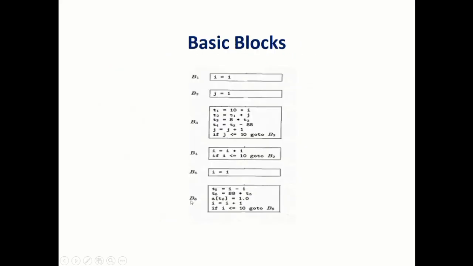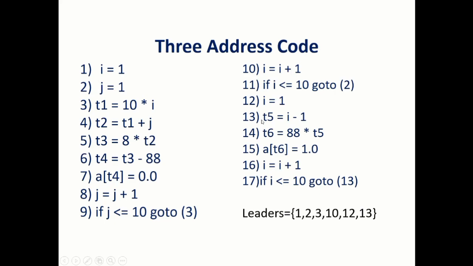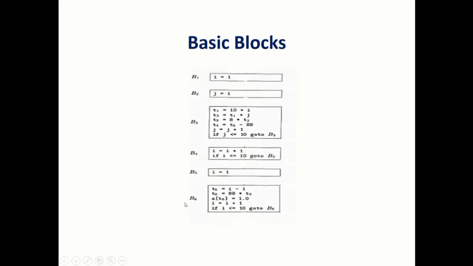Then draw basic block 6: T5 equal to I minus 1, T6 equal to 88 into T5, then A of T6 equal to 1.0, I equal to I plus 1, and if I less than or equal to 10, go to 13. What is 13? The 13th line, T5 equal to I minus 1, is present in basic block 6 itself. Then write B6 here. So we have drawn the basic blocks 1, 2, 3, 4, 5, 6.